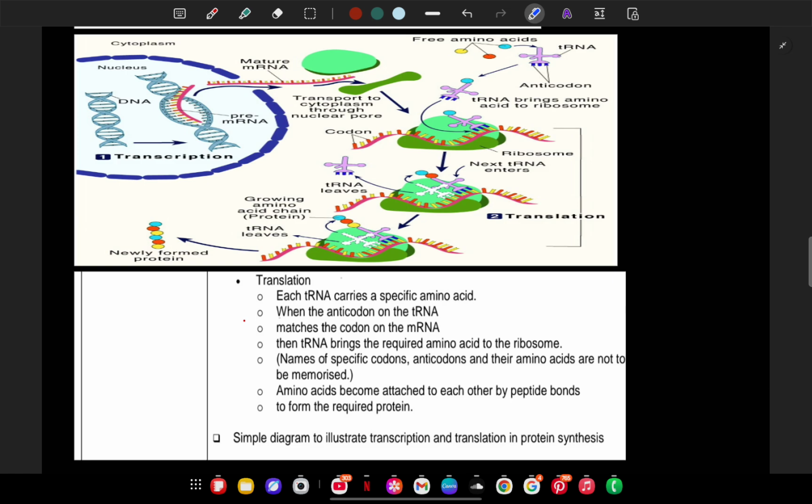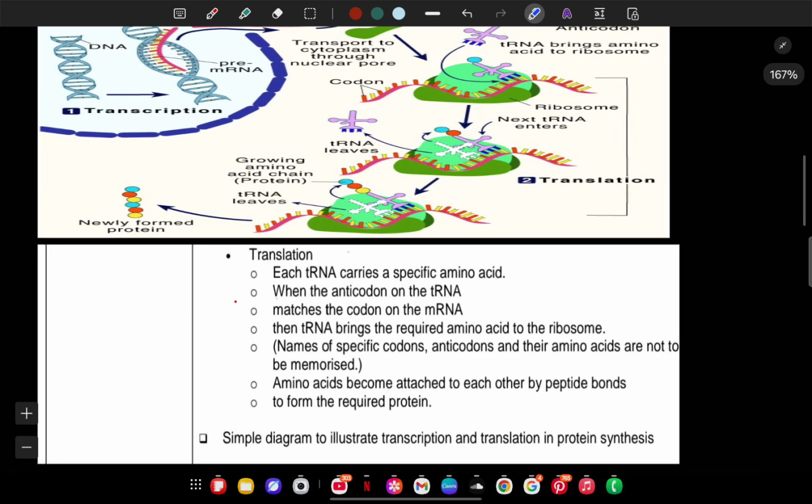Yes, when they are on tRNA, they are called anticodons. I'll explain it further later on. So when this anticodon matches the codon on the mRNA, then this tRNA will go and deliver the amino acid to that specific codon on that specific segment of the mRNA. So that's basically what it means.